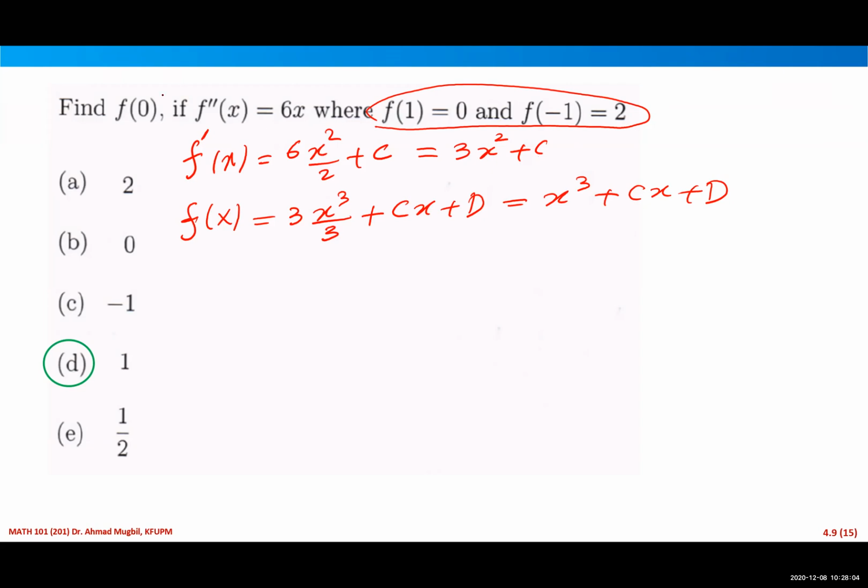If you put the function at 0, you need to know what d is. Assume that this is 0, this is 0. What is d? So this is my function now. If I put f at 0, I will get 0 plus d. How do we know that d is equal to 1?